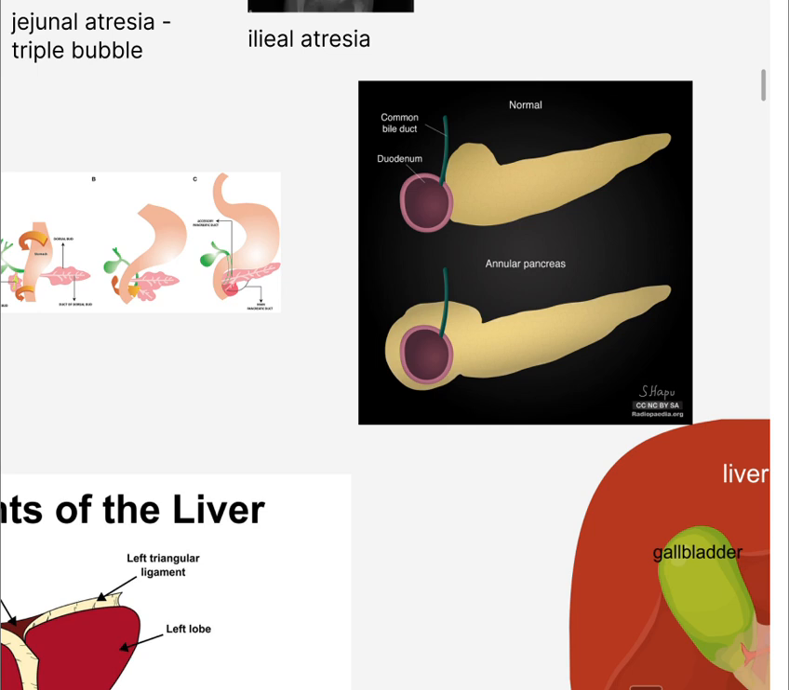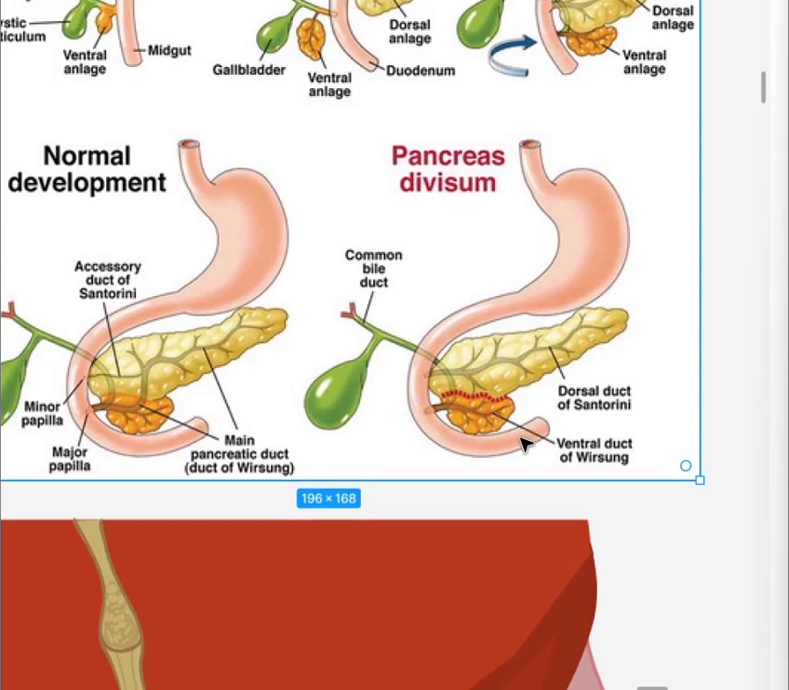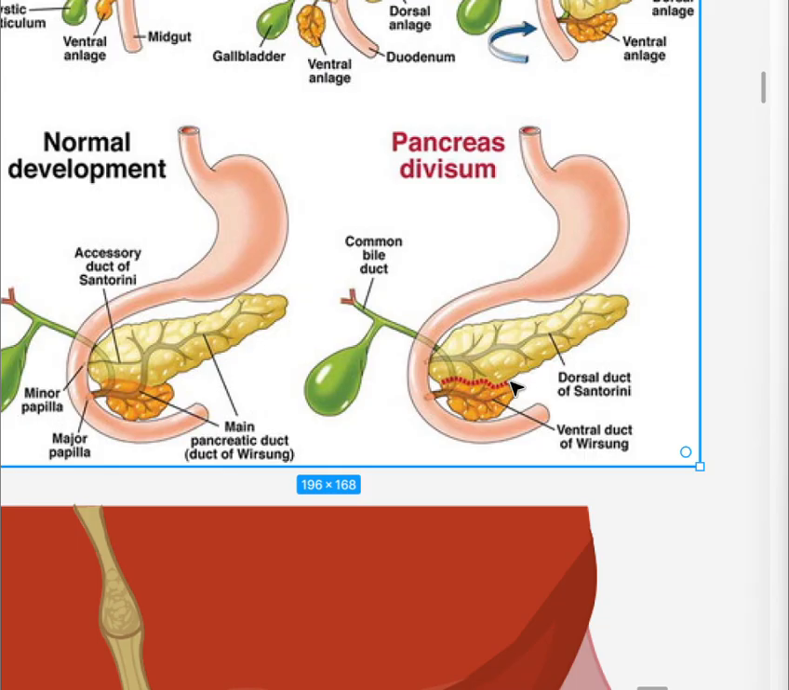Now there's something called pancreas divisum. What is pancreas divisum? Let me show it to you. Can you see here that in pancreas divisum there is a failure of fusion of the ventral and dorsal ducts. So this occurs around the 7th week when there's a failure of fusion here. So what happens is that most pancreatic secretions drain through the minor papilla. Why? Because there's a failure of fusion. Both of them were supposed to contribute to the main duct, but since there's a failure of fusion here, most of it is going directly into the minor papilla.